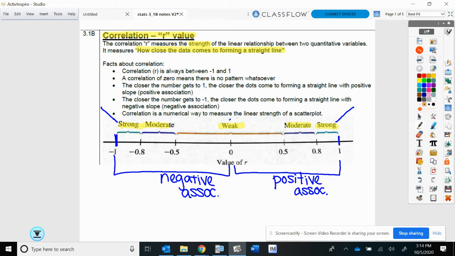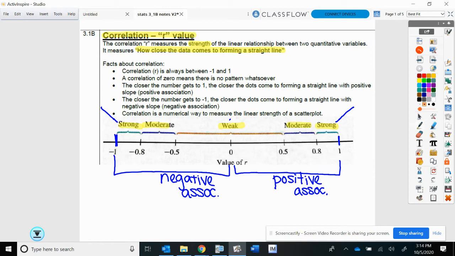A correlation of zero means that there is no pattern whatsoever. It is very rare to get a correlation of zero. You can have something that looks like there is no pattern and still have a correlation of like 0.2. But the closer it comes to zero, the weaker that pattern is and the weaker the relationship is.